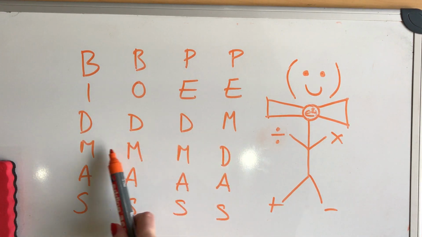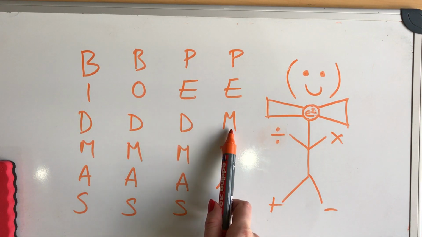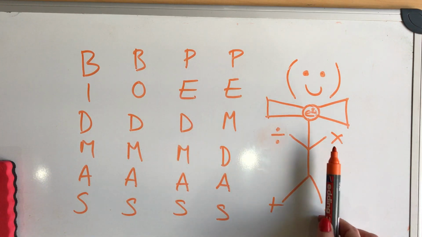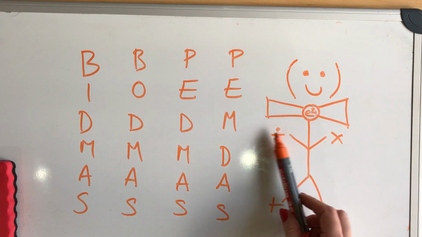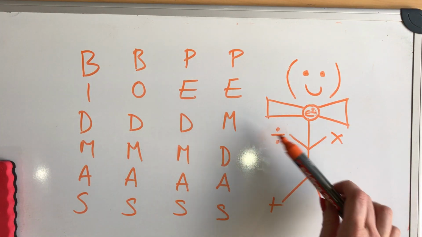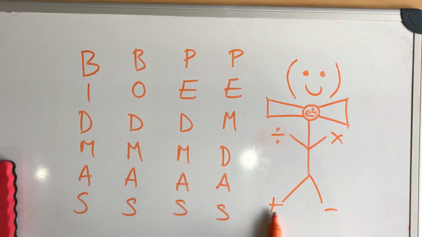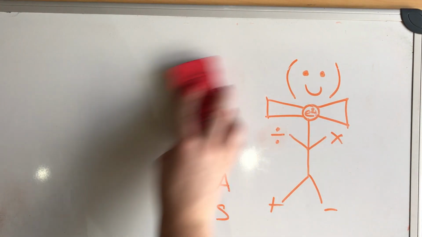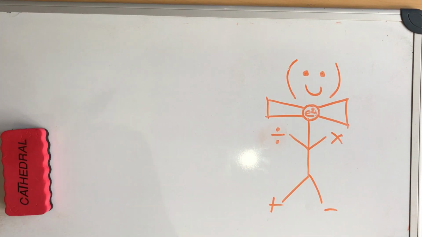Now you'll notice all of these have division, but then this one has multiply. And that is because these, it doesn't matter which way around you do them. That's why I've got them on the arms, because they're on the same level. And same with addition and subtraction. So I'm going to keep my little man there.